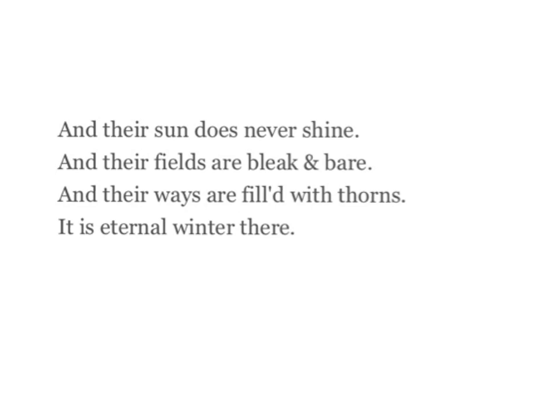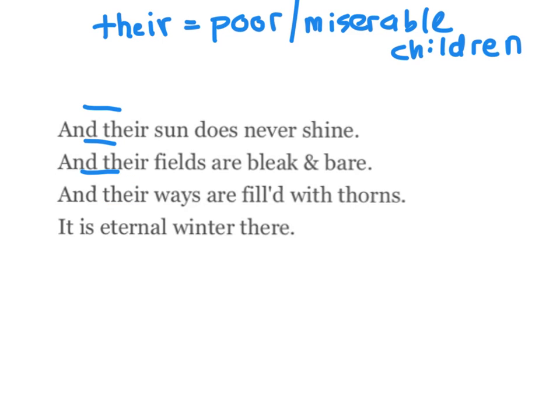Now we're going to pick out some of the significant and important stuff. A lot of times in poetry, when you see repetition, it is very important, as it is here. And the word there refers to the children that we talked about earlier. These first three lines are describing a type of landscape. In this landscape, there's a sun that never shines, and there are fields that are bleak and bare. And the ways are filled with thorns.